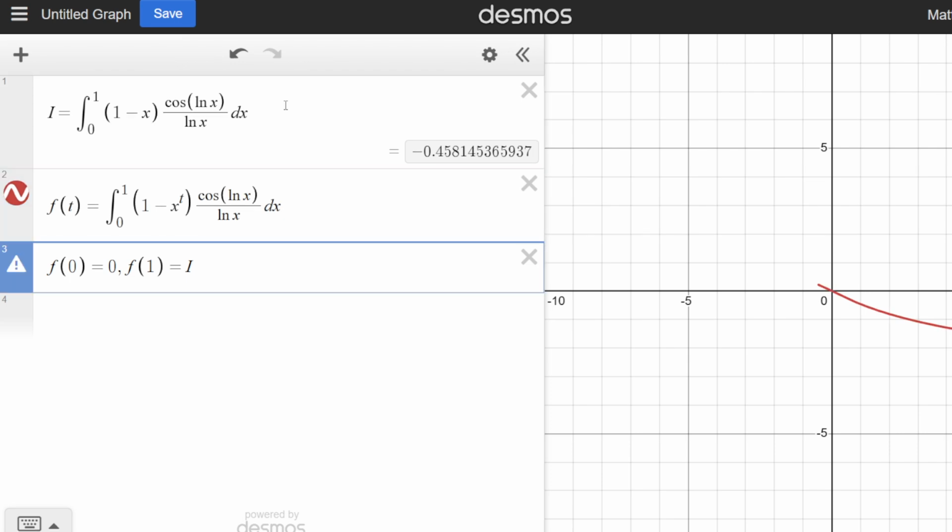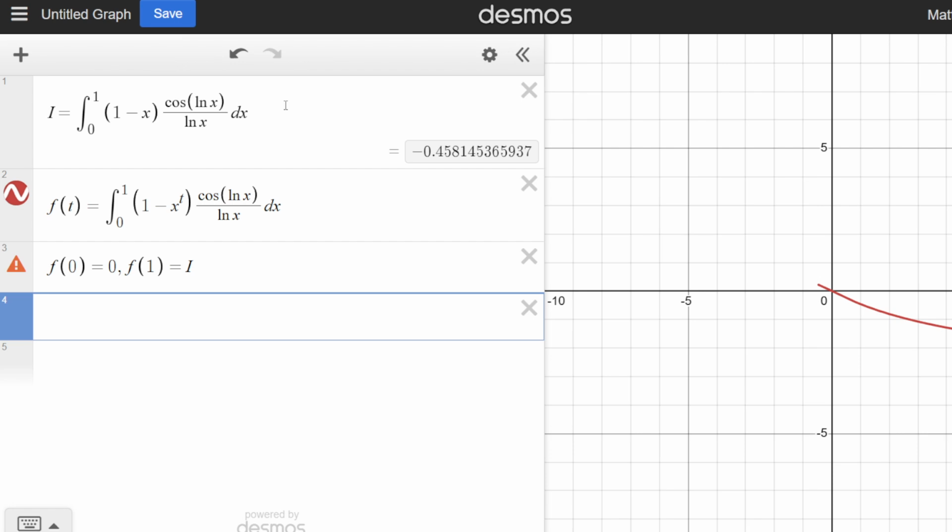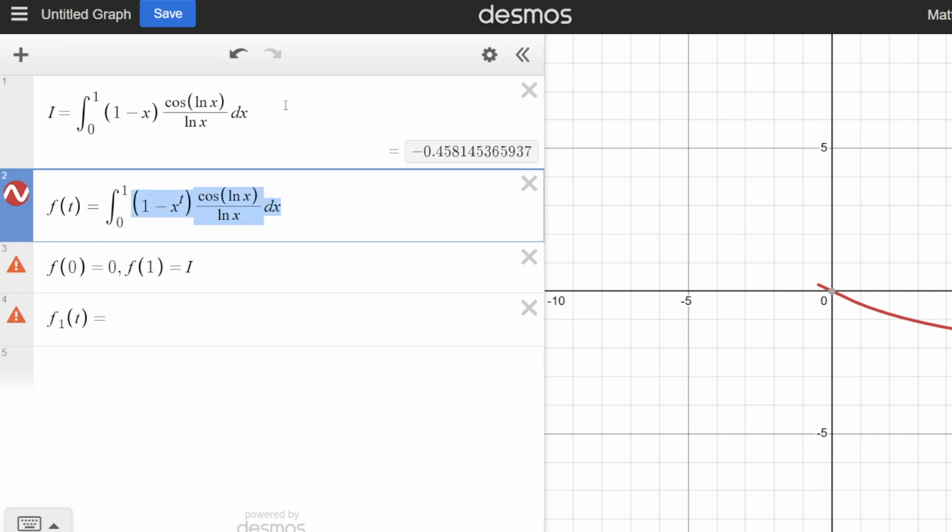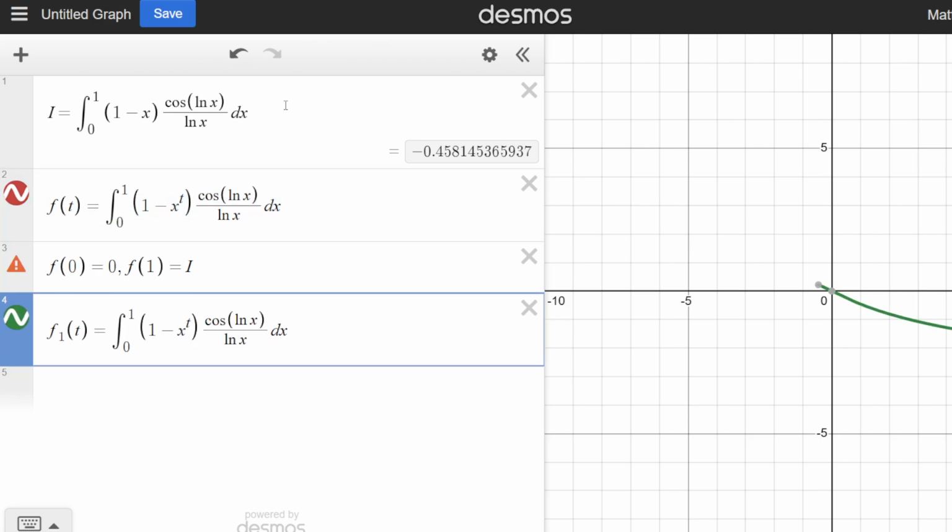All right, so next we want to compute f prime of t, and I'm going to denote it f1 of t. So that's going to be the partial with respect to t of this same thing. So when we take the partial with respect to t, this whole part's going to cancel out. So we're just going to get a negative there. And then when we take the derivative with respect to t of x to the t, we're going to get back x to the t and then a natural log x, which will cancel that out.